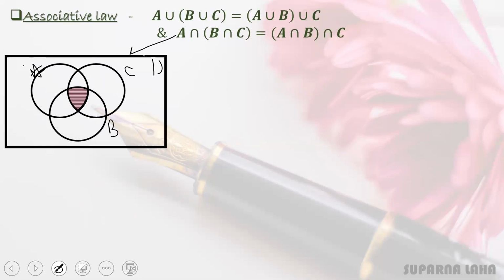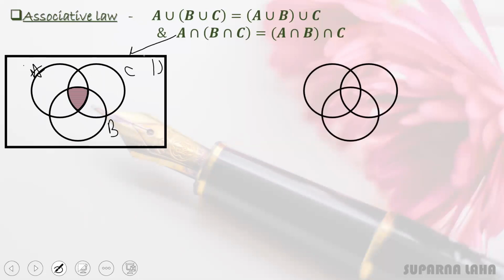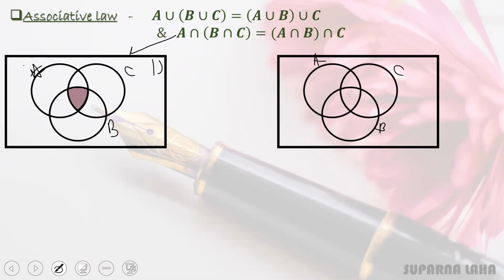Now let's check this RHS. Take the sets A, B, C. Now this is U. Now take A intersection B. This portion. Now take intersection with C. This portion. Now look at both cases. They are representing the same shaded portion. That means they are equal.